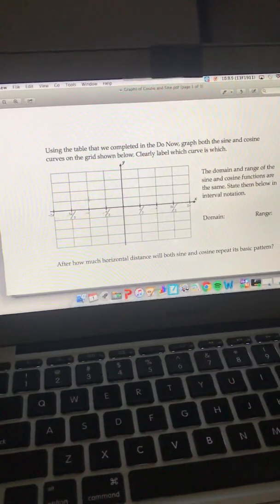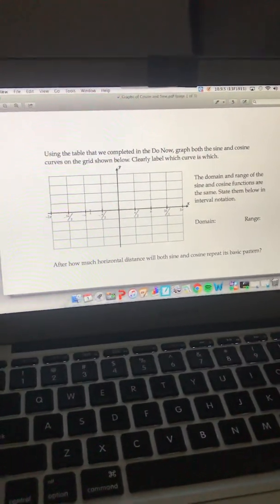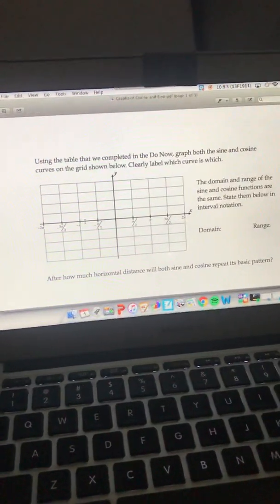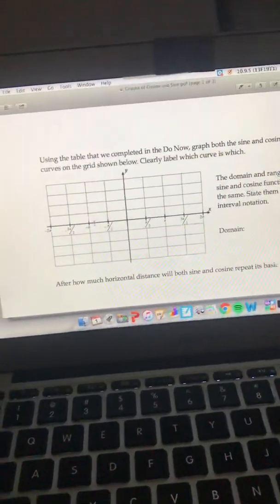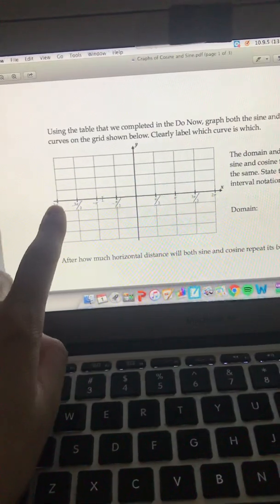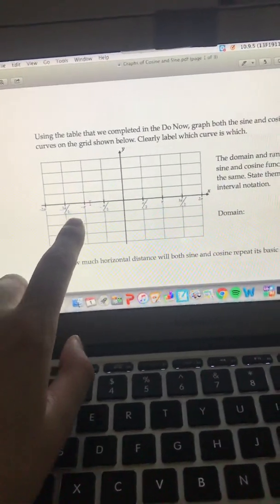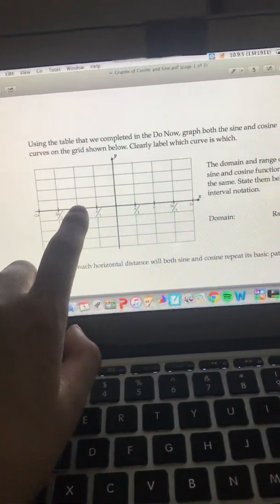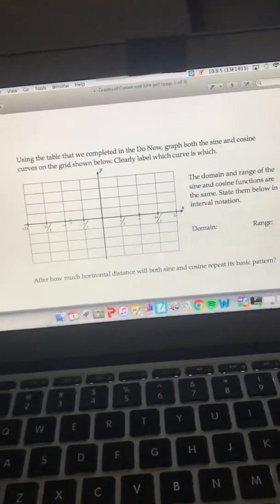On this grid below. Obviously, we are now remote, and if you're able to print this out, beautiful. Please go ahead and you can start plotting, okay? At negative 2 pi, we went up to 1. At negative 3 pi over 2, we're at 0. At negative pi, we're at negative 1.